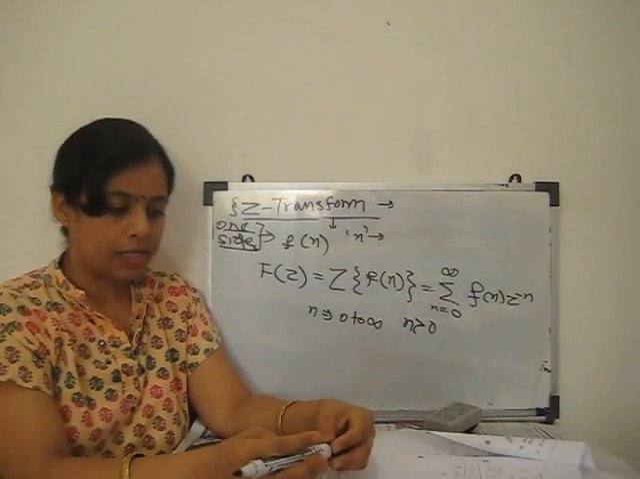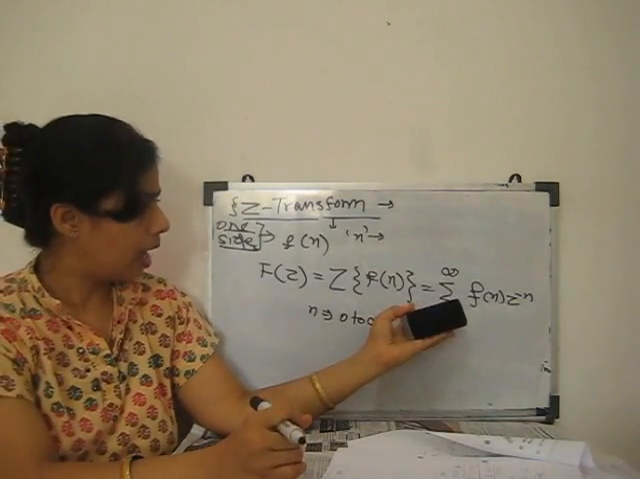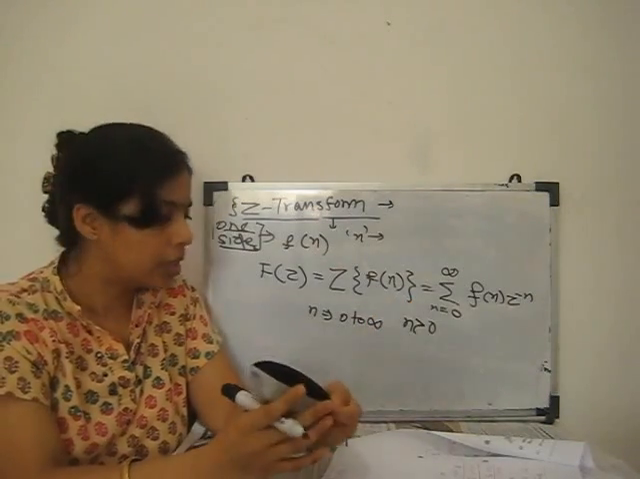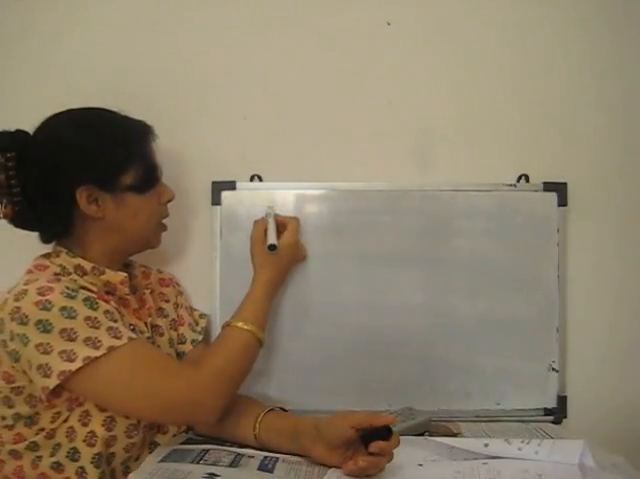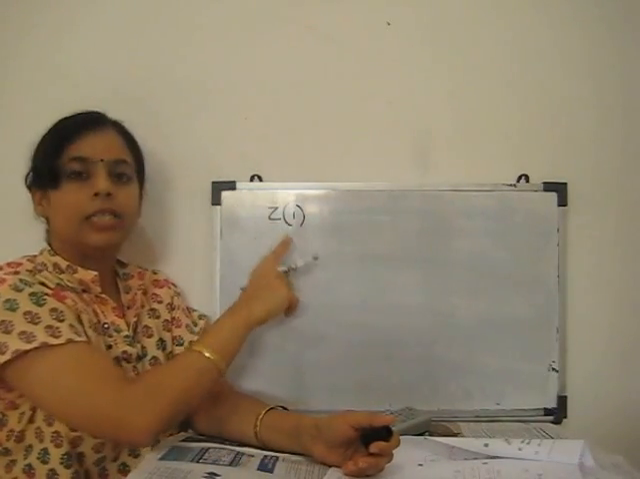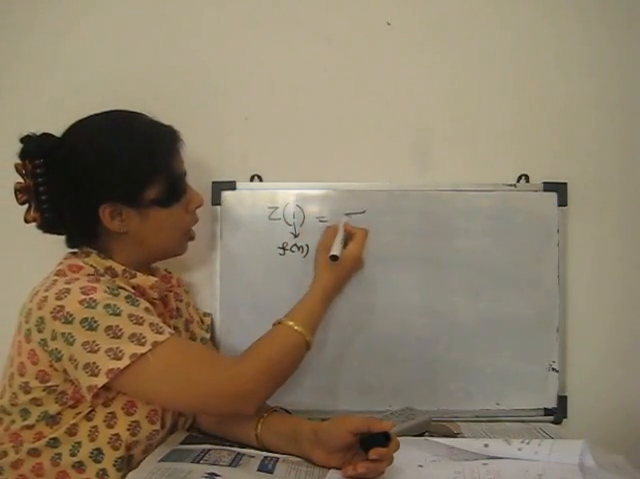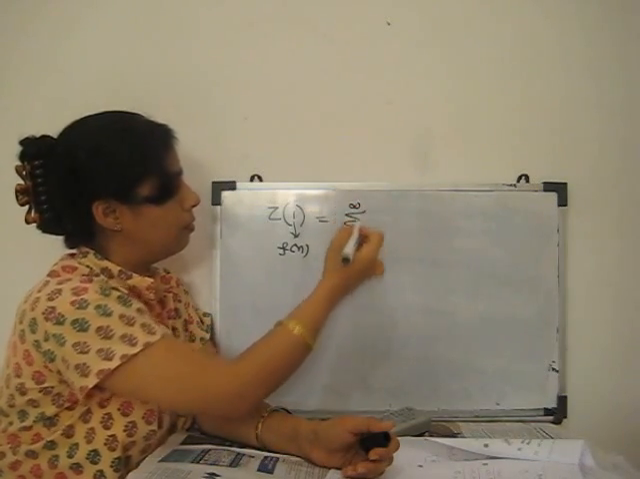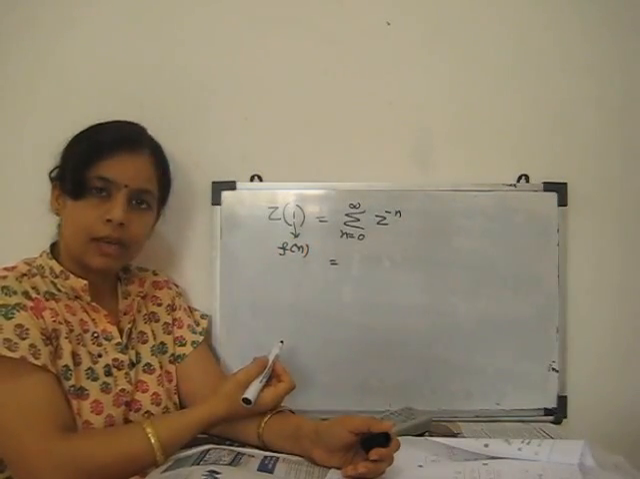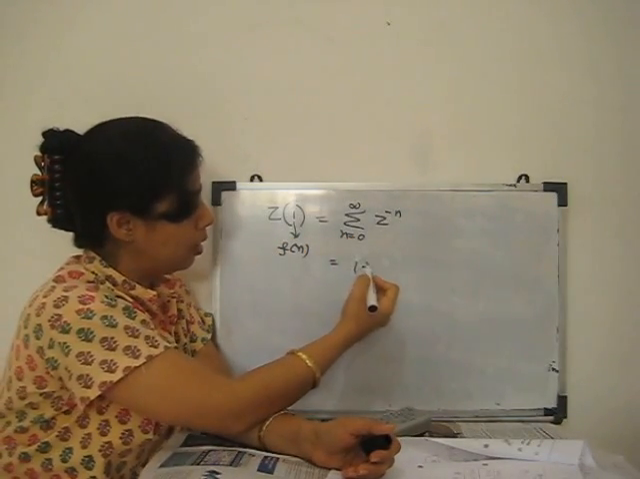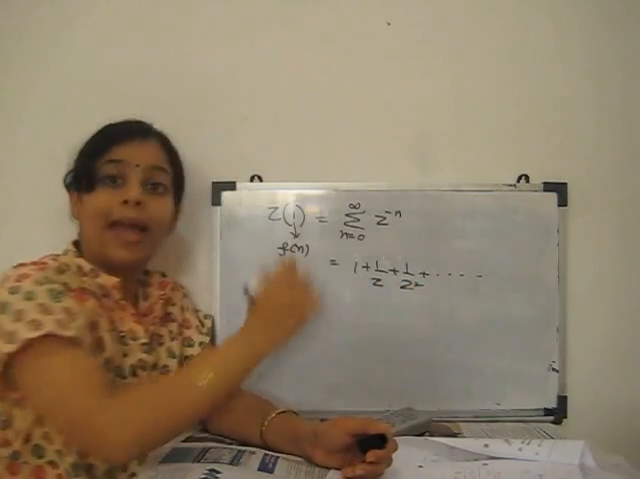Now, some basic Z transforms, and how we find them with the help of summation of series. First, very simple, the Z transform of 1. At the place of Fn, our sequence is 1, summation n going from 0 to infinity, 1 times Z to the power minus n. When we expand, this is equal to 1 plus 1 by Z plus 1 by Z square plus 1 by Z cube and so on.